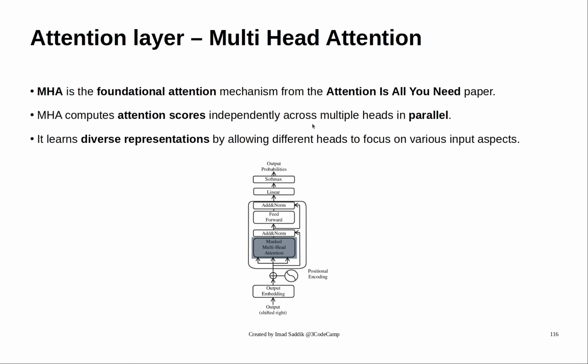But you might ask, why should we use multiple heads? Can't we just perform a big matrix multiplication instead of dividing that into smaller matrix multiplications? The answer to that question is that when we use multiple heads, the model learns diverse representations because each head focuses on various input aspects. So maybe this head will focus on something, the other head will focus on something else, and this will help the transformer model generalize better.